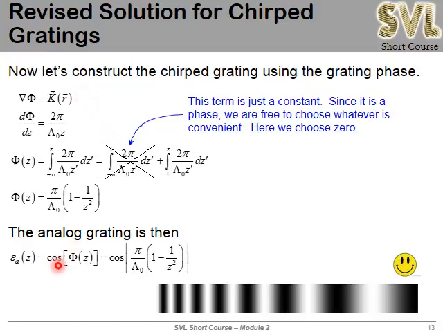Now let's see what we get when we construct a grating. Our analog grating is cosine of the grating phase. We take our expression for the grating phase, put it in down here, and now we have z here. So things are changing here, and it turns out we get our spatially variant grating, or our chirped grating. So this definition appears to work, and as soon as the grating vector becomes a function of position, we have to adopt this more rigorous definition of the grating phase.